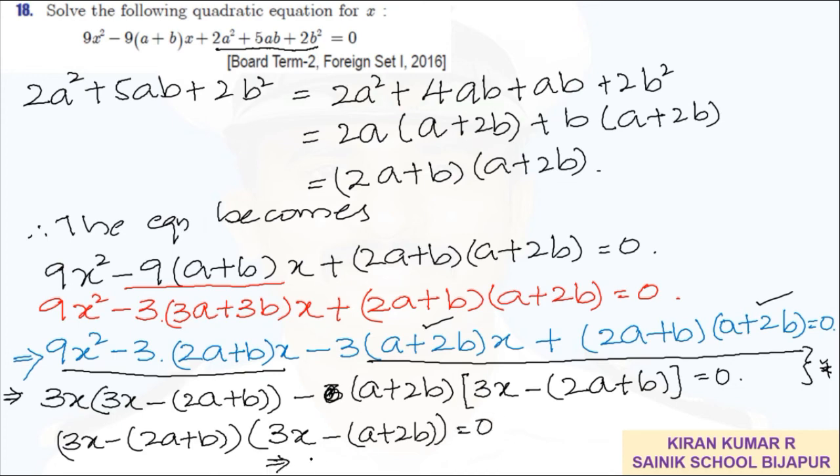We get x values as positive 2a plus b by 3 or positive a plus 2b divided by 3. These are the roots. Did you all understand these 3 steps? They are crucial steps. Here the trick is used, which is there in the red color. I have written with the red ink. This is very important.